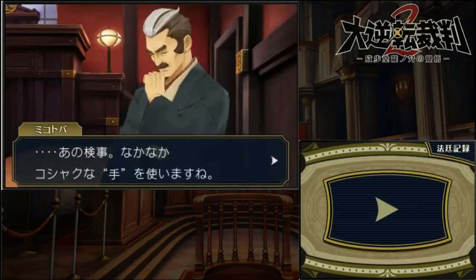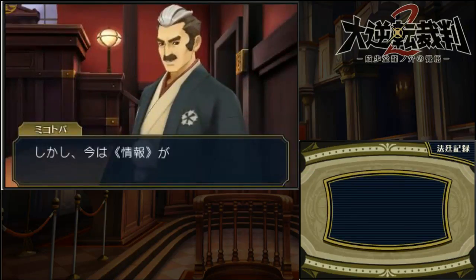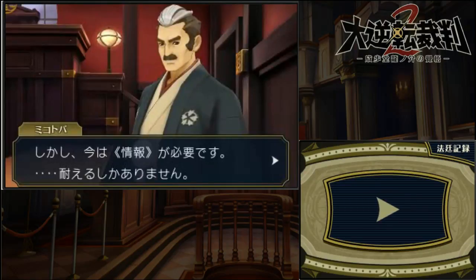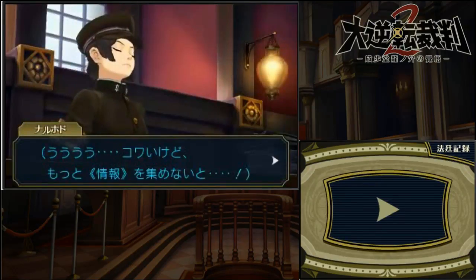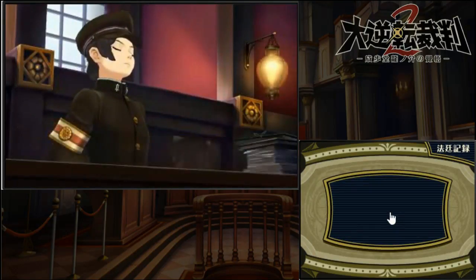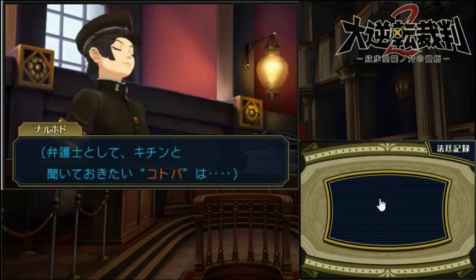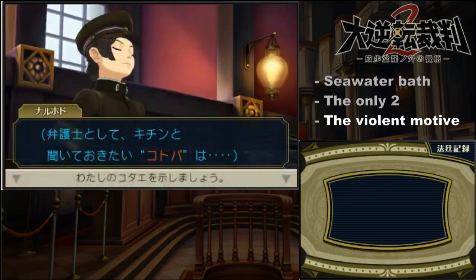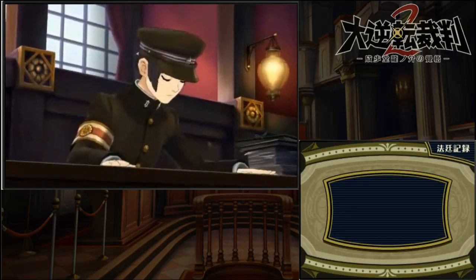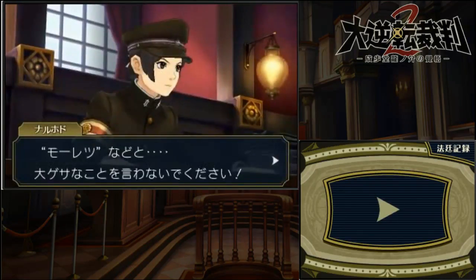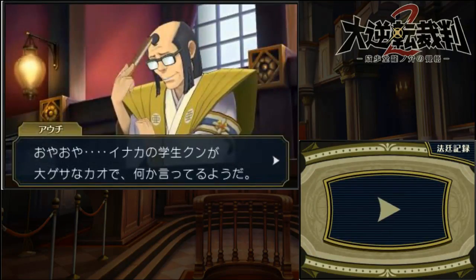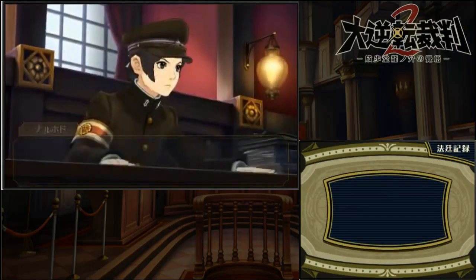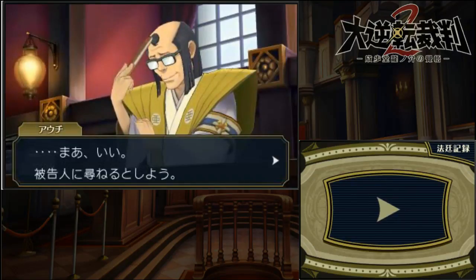That prosecutor is quite twisted with his tricks, I see. However, what we need now is information, so we must endure. Ah, how frightening. But I need more information or else... Alright, the last one, the violent motive. Violent, you say? Would you please refrain from exaggerating? My, what strange words to hear from a little country bumpkin with such a serious face. Huh? Oh, why bother? Let us ask the defendant then.